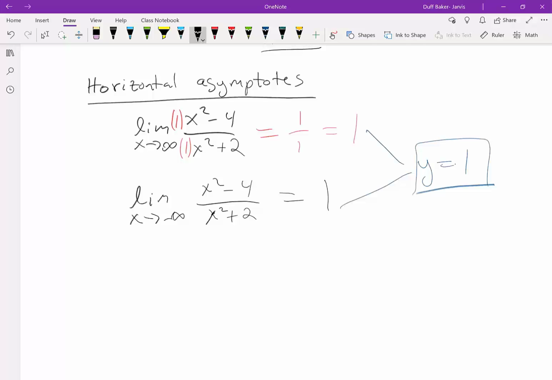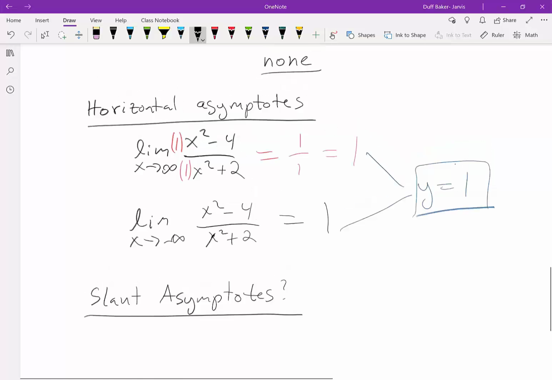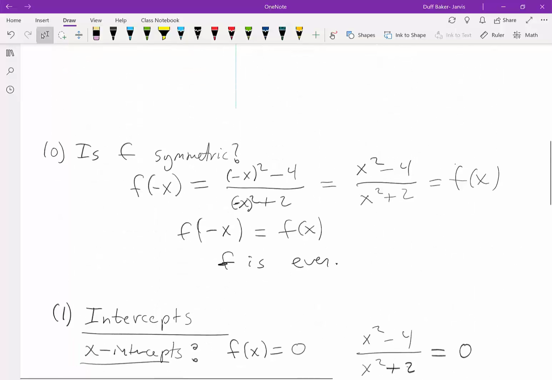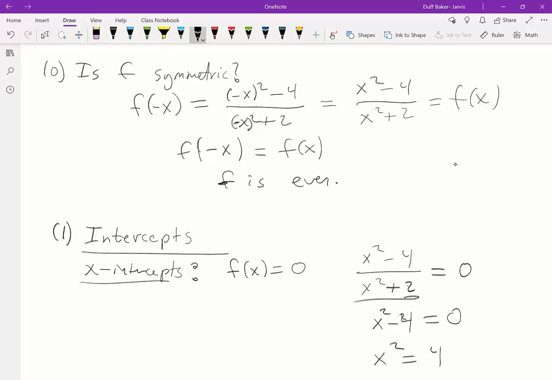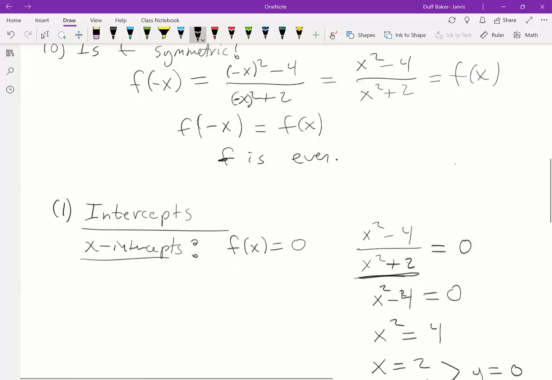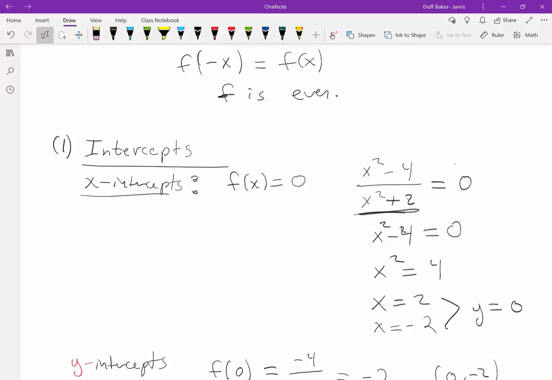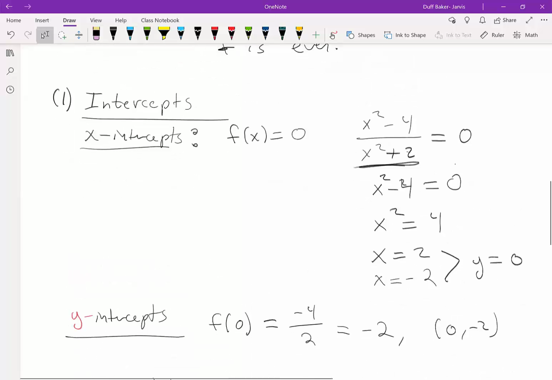And then the final possibility is, are there any slant asymptotes? Okay, so what do you guys think? Yes or no? Do you think this function will have a slant asymptote? Just type yes or no in chat. So type yes if you think it does, type no if you think it doesn't. No, I see a no. Okay, good. And you are all correct.